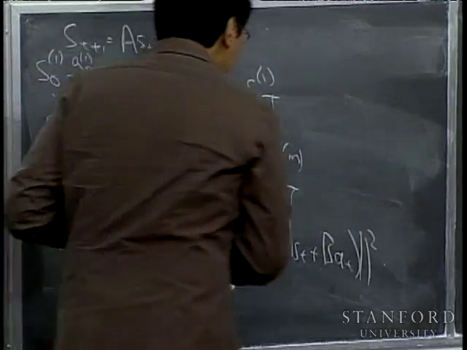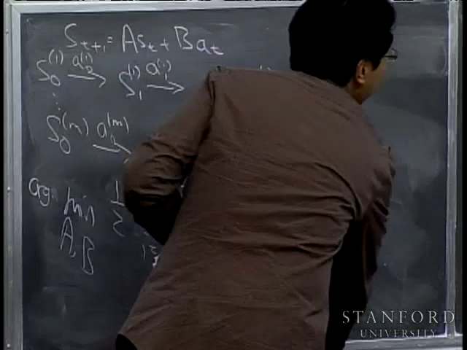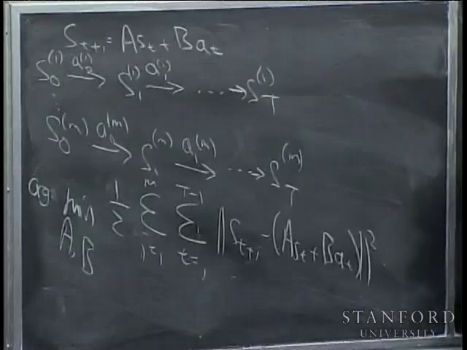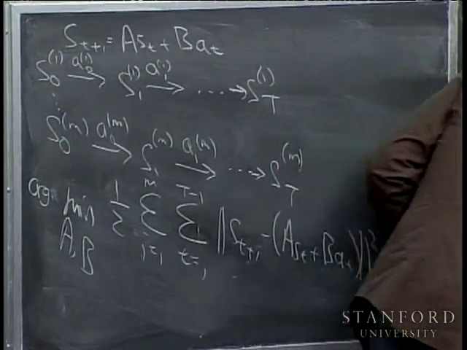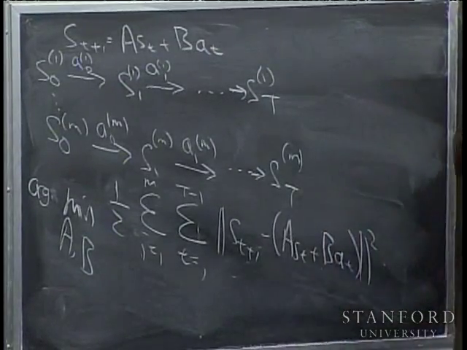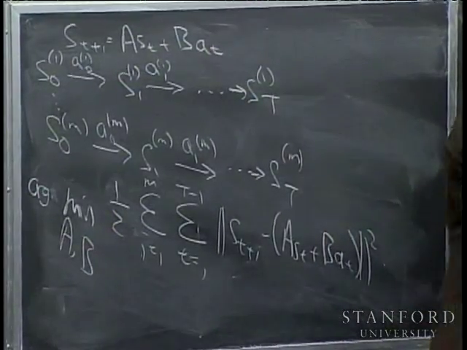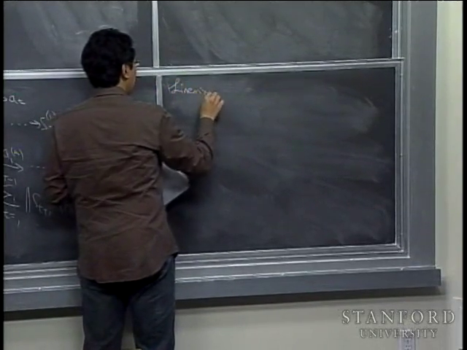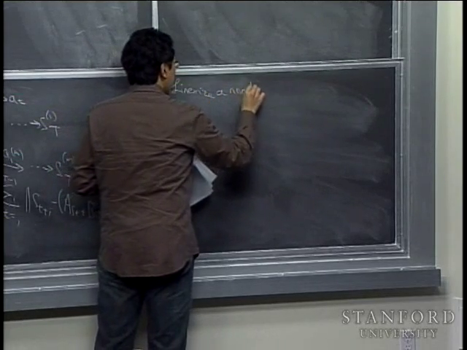Another way to come up with a linear model for a system that you might want to control is to take a nonlinear model and linearize it. Let me say what I mean by that. So you can linearize a nonlinear model.